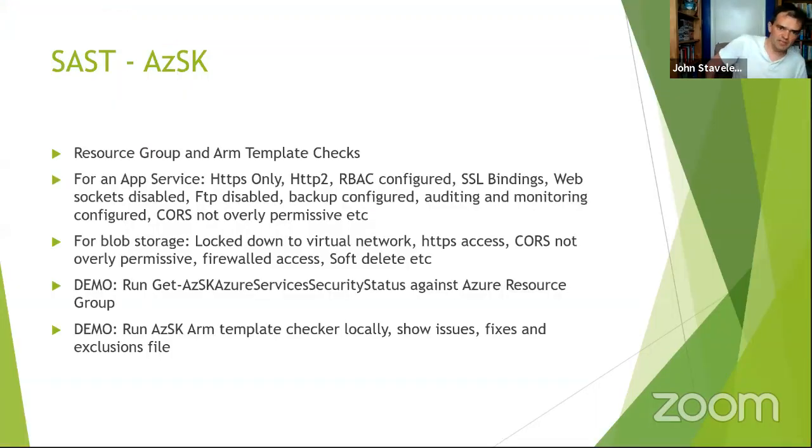So for an app service, it can pick up things like you've not set HTTPS, HTTP2 is not enabled, RBAC is configured, you didn't bother to set SSL findings. Microsoft is making the old mistake of having stuff enabled by default, so you should disable WebSockets and disable FTP. You need to do that manually. For availability purposes, you've got to have backup configured, and then auditing and monitoring, so if any nefarious users change things, you'll find out about it. Cross-origin resource sharing should not be overly permissive. So that's for the app service.